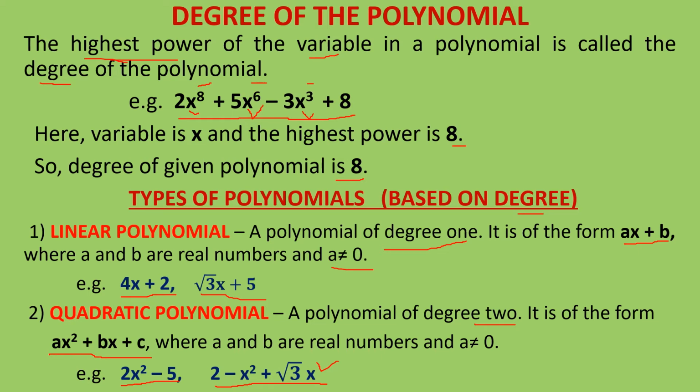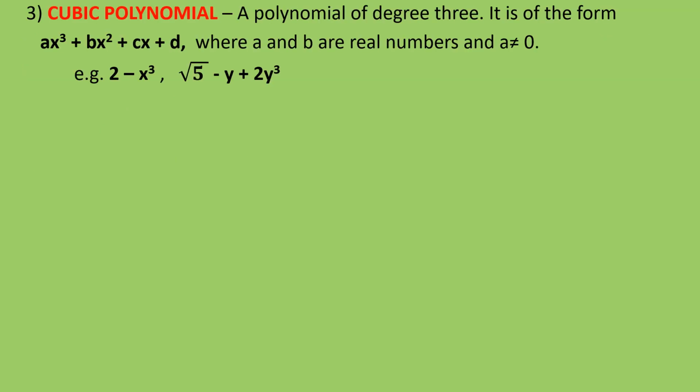This is the general form of the quadratic polynomial, where a, b and c are real numbers and a not equal to 0. Now, the third type is the cubic polynomial. So what are cubic polynomials? A polynomial of degree 3. In a polynomial, if the degree of the polynomial is 3, that means that polynomial is a cubic polynomial. For example, 2 minus x cube.